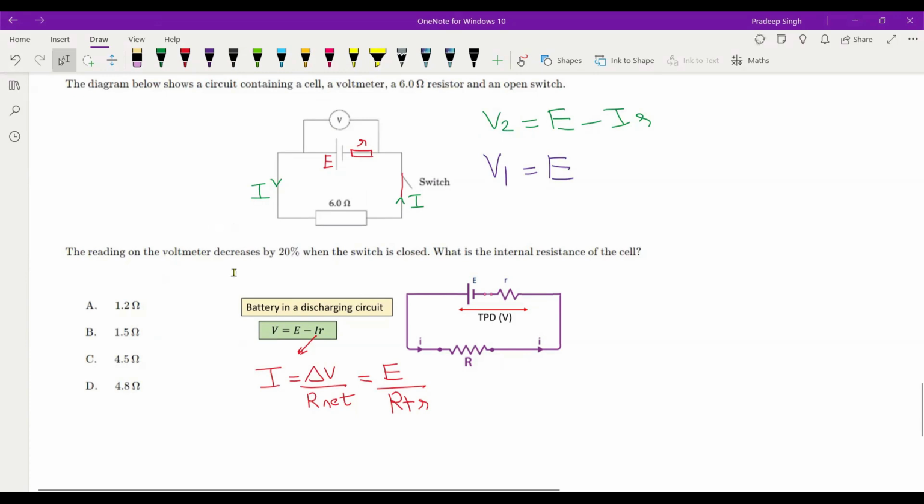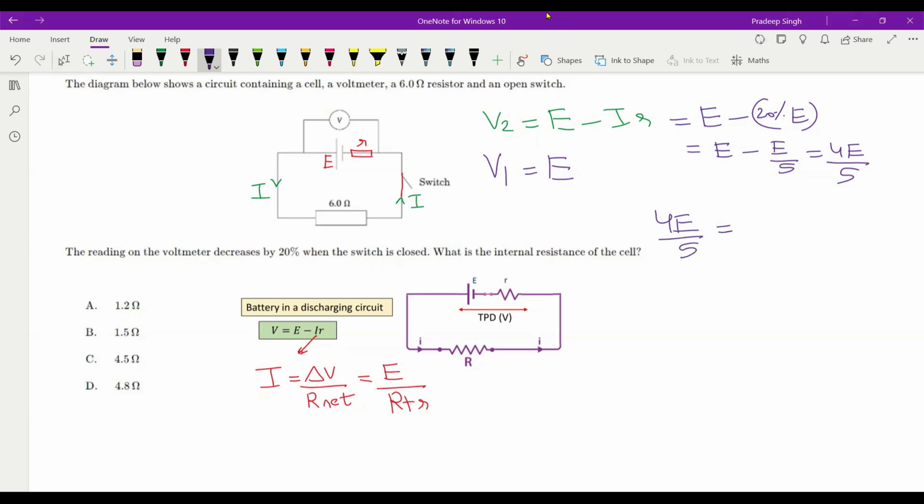They have mentioned that the reading on the voltmeter decreases by 20% in case 2, which means V2 will be equal to EMF E minus 20% of E. Now 20% of E will be written like this, E upon 5. Let's simplify this. E minus E upon 5, we will get 4E by 5. So now we have two equations. V2 is 4E by 5. So we'll write 4E by 5 equals EMF minus I into small r from this particular expression.